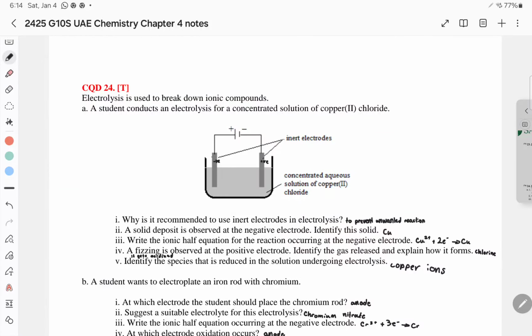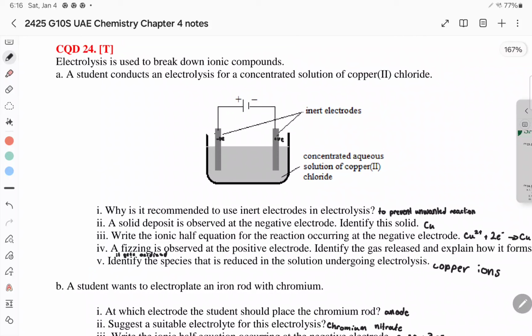Now, question 24. The question tells us that the electrolysis is used to break down ionic compounds. Student conducts an electrolysis for a concentrated solution of copper chloride. Why is it recommended to use inert electrodes? Like we said, we don't want unwanted reactions happening. And a solid deposit is observed at the negative electrode. So you had CuCl2 plus H2O, because it's a solution.